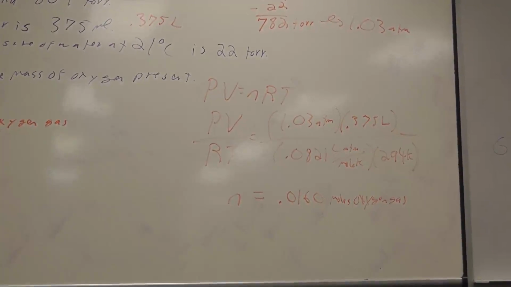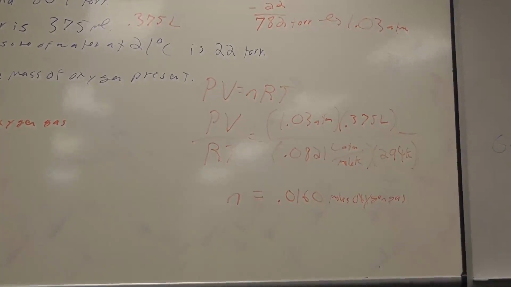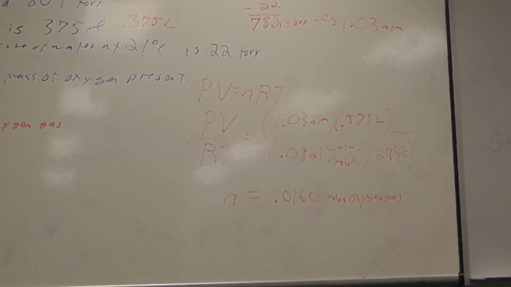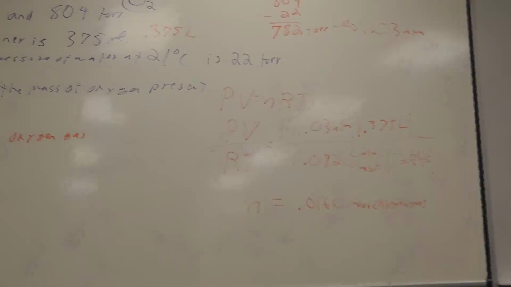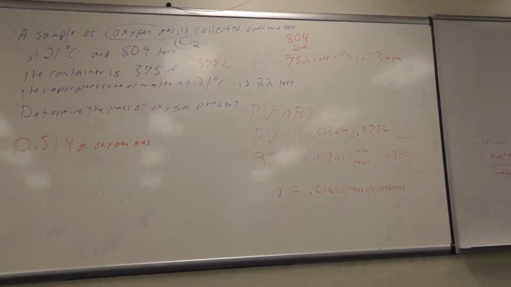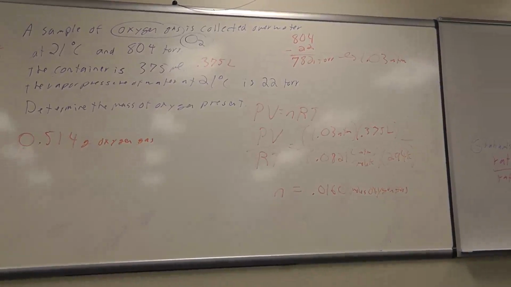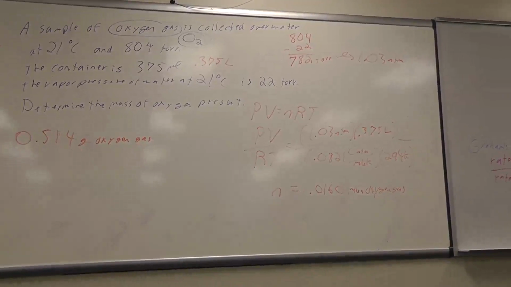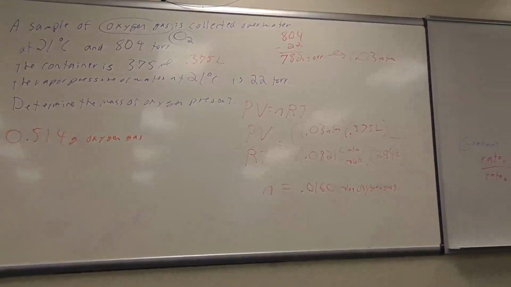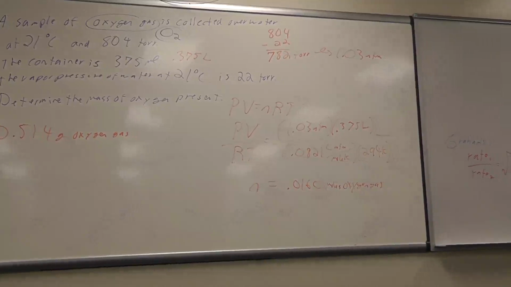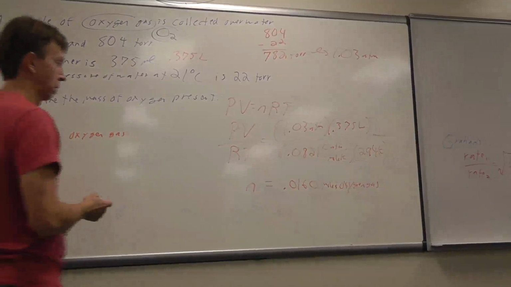Don't multiply the N by 16, multiply by 32, because you're dealing with diatomic oxygen. So it'd be 0.160 moles of oxygen times 32 grams per mole to get your grams. Does that answer your question or not? Yeah, I don't understand that last part.